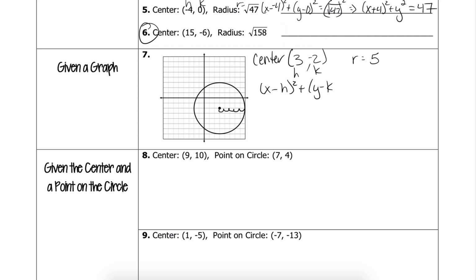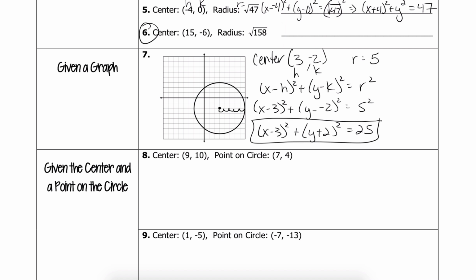You have it above, but since I scrolled down a little bit, I'm going to rewrite it there, and then I'm just going to plug in the h, the k, and the r. So this is x minus 3 squared plus y minus negative 2 squared equals 5 squared. Simplify that: x minus 3 squared plus y plus 2 squared equals 25.